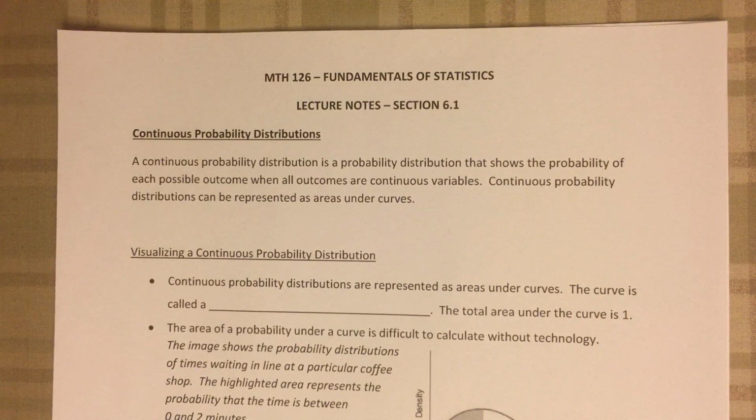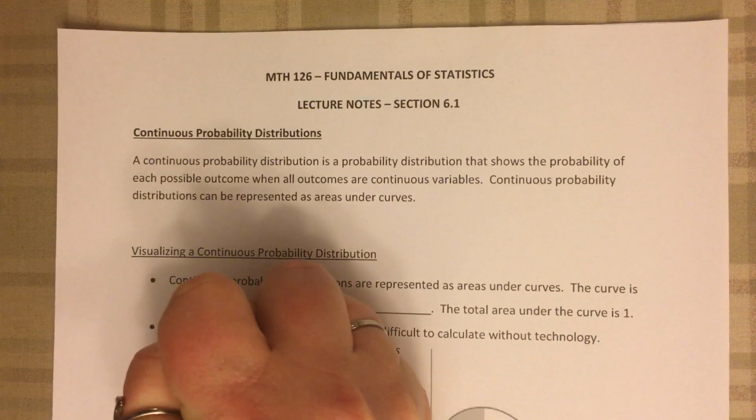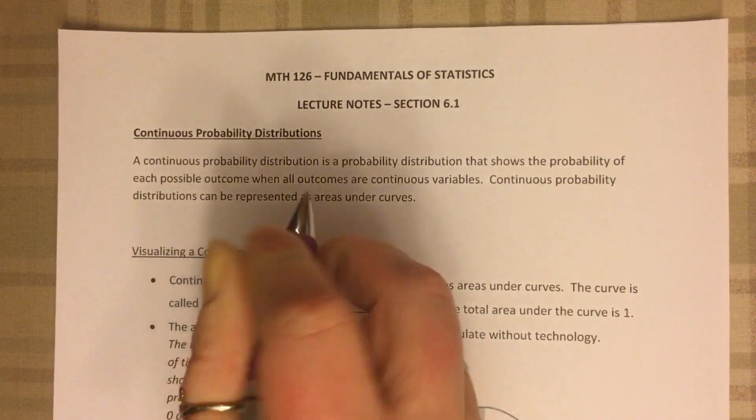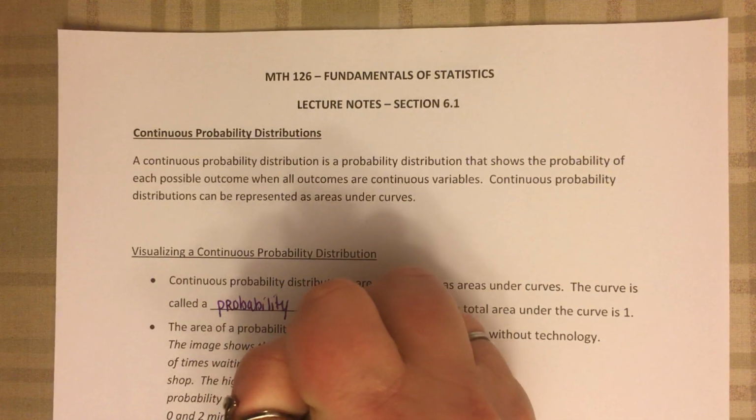So instead of representing these as bars with vertical lines, when we're looking at continuous probability distributions, we're going to think about these probabilities as being areas under some sort of curve. So continuous probability distributions are represented as area under a curve. The curve itself is called a probability density curve.